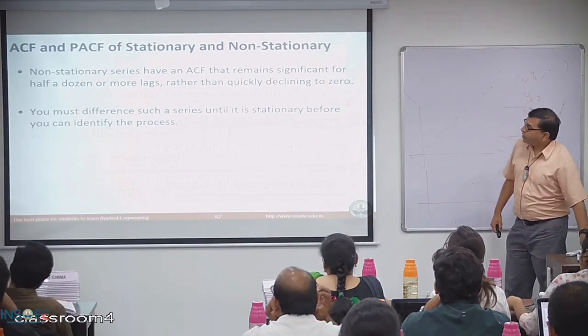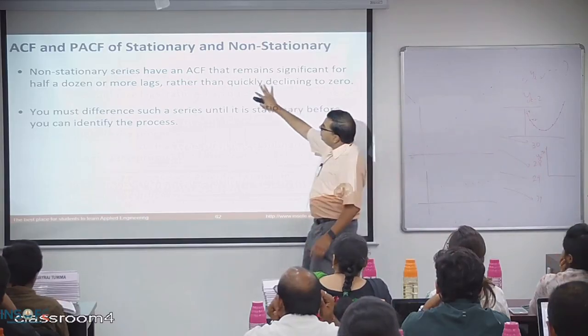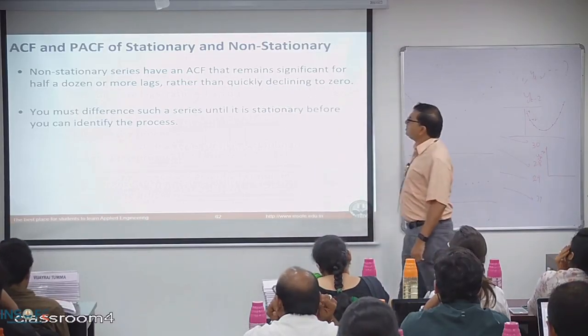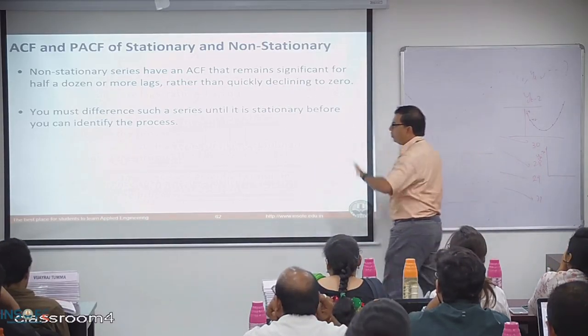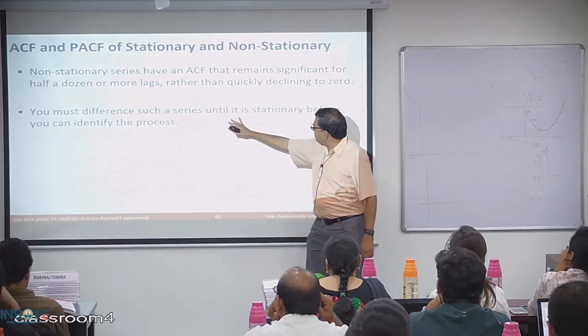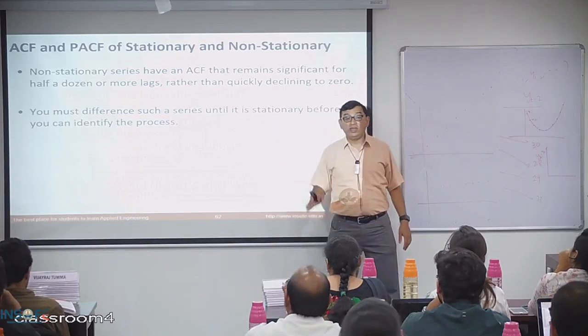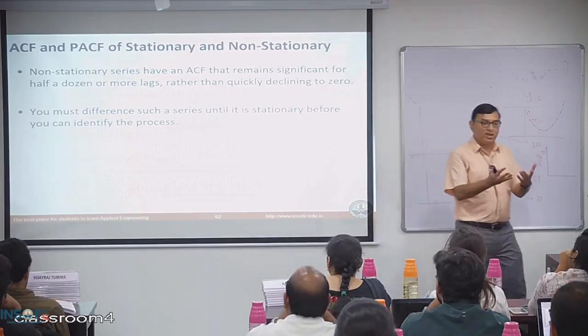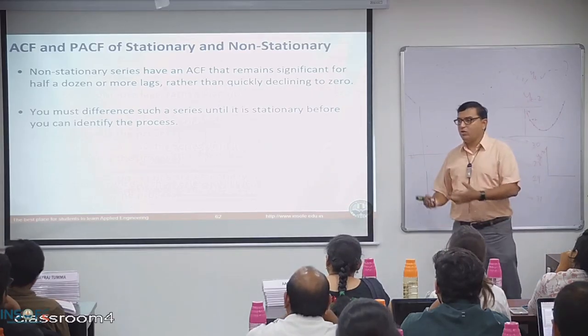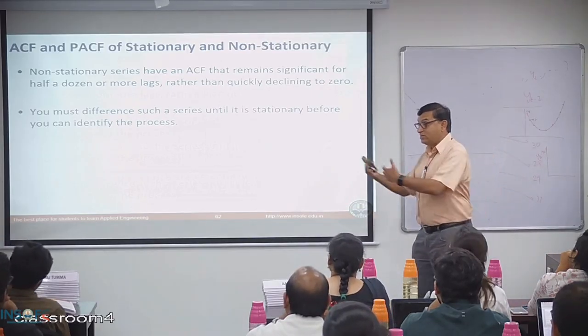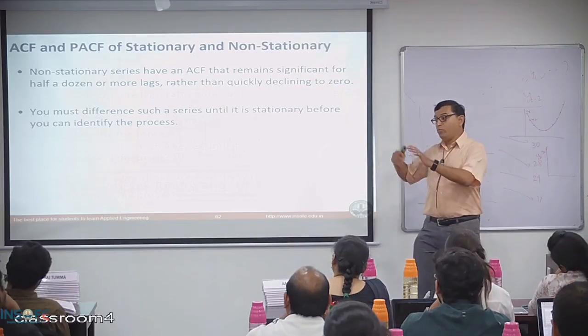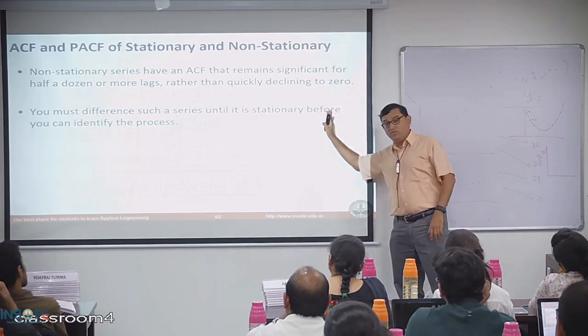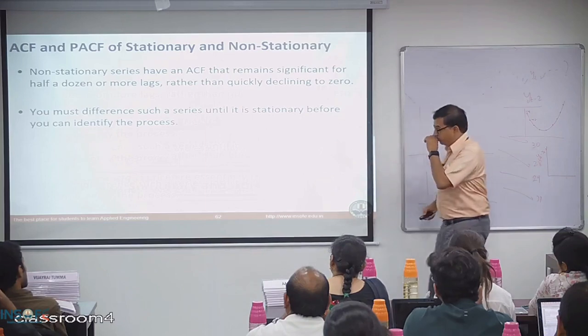So a non-stationary series has an ACF that remains significant for half a dozen or more lags. So you must difference the series until it's stationary before you can identify the process, whether the underlying series has trend in it or any seasonality in it or not. Before you make any of those conclusions, you need to difference the series and make it stationary.